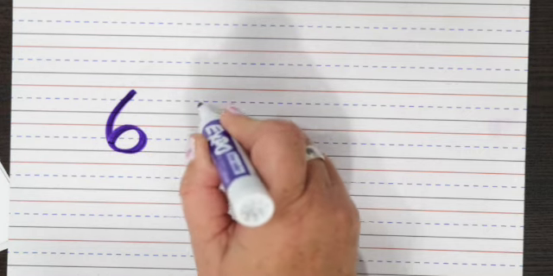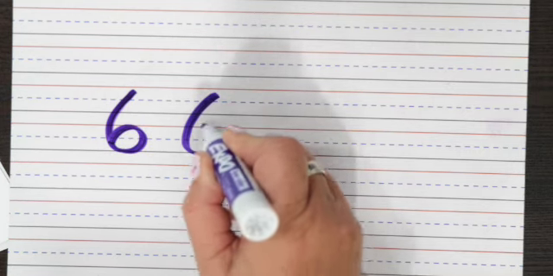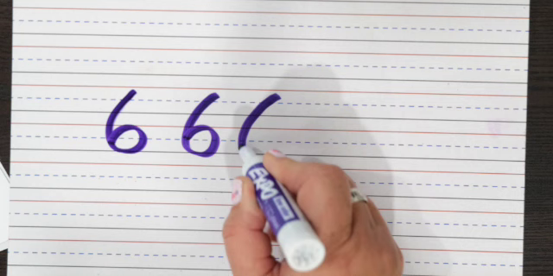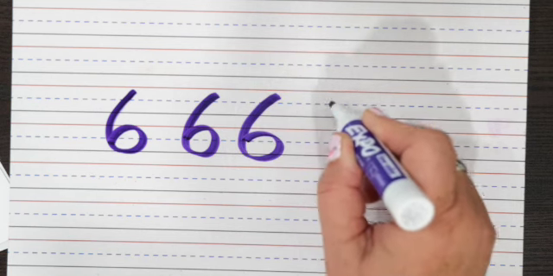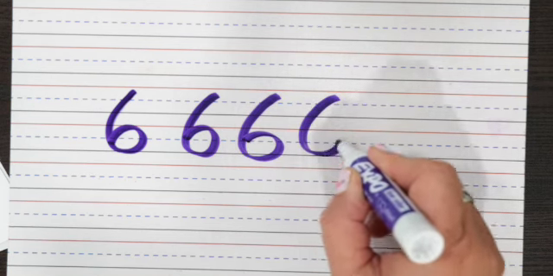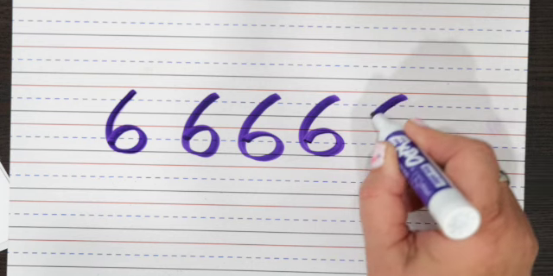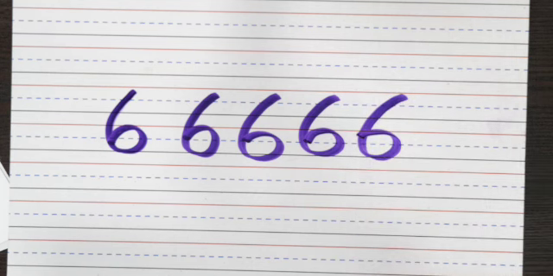The number 6 is around, curve, up, close. Around, curve, up, close. That's how you make a 6.